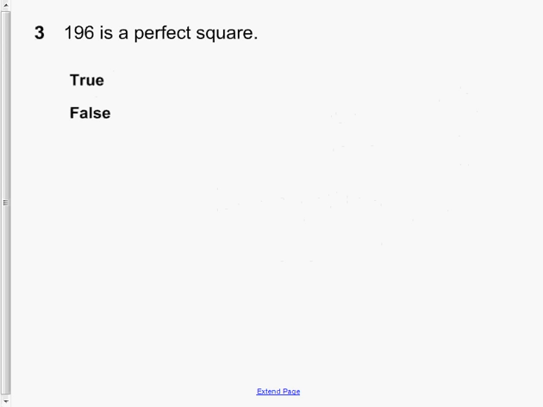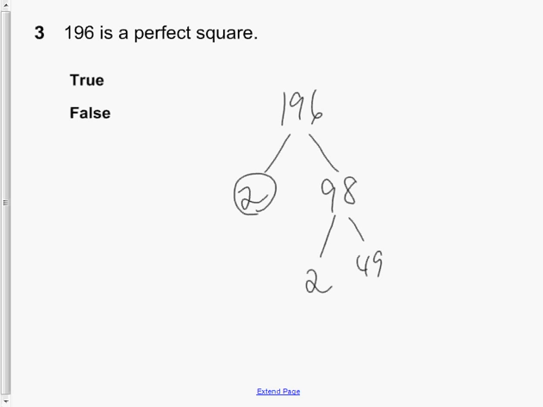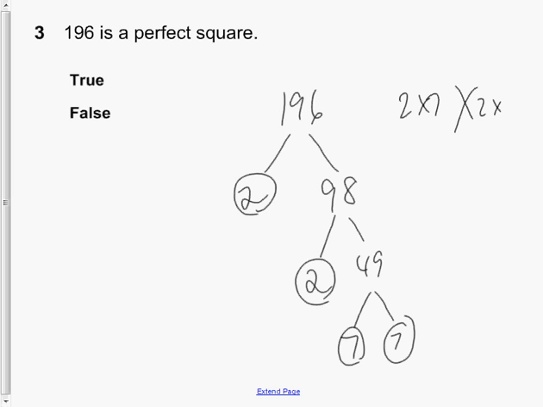Question 3 is 196 is a perfect square. The object of this question is prime factorization. So 2 and 98 would be the first one, prime factor, non-prime factor. 2 times 49, and then this would be broken down into 7 and 7, which means if I reorganize them, I can make 2 equal groups of prime factors, and therefore we know that 14 times 14 is 196, which means true, 196 is a perfect square.